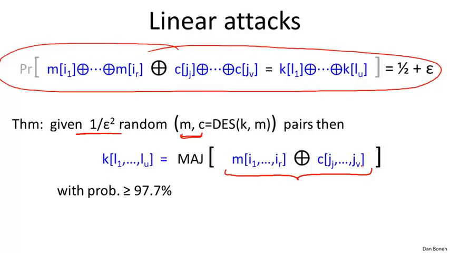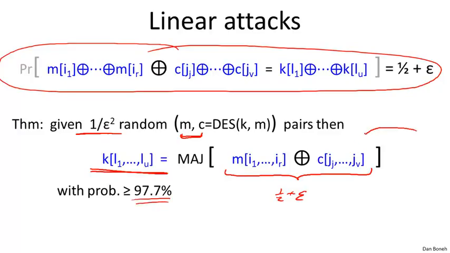Now, what do you know? You know that for 1/2 plus epsilon of these values, these things will be equal to an XOR of the key bits. So if you take the majority over all the values you've computed, it turns out it's not so difficult to see that you'll get the correct prediction for the XOR of the key bits with probability 97.7%.